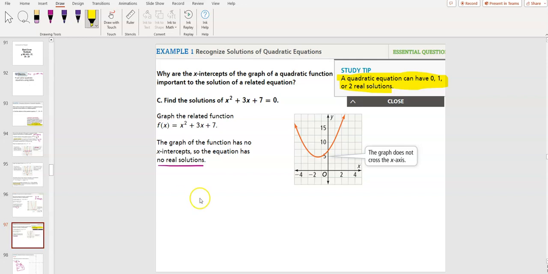If we look at this example, x squared plus 3x plus 7 is equal to 0, you can see that the graph does not touch the x-axis, which means that there are no real solutions. So a note here to write down is that a quadratic equation can have 0, 1, or 2 real solutions. Those are your options, okay? So it cannot cross the x-axis, it can touch the x-axis but not cross it, or it can cross it and have 2 solutions.